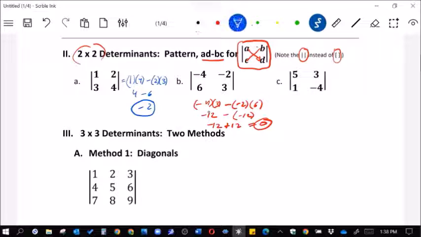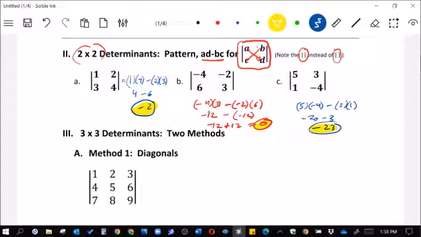And now the last one, 5 times negative 4 minus 3 times 1. So that's negative 20 minus 3. And so that gives us a negative 23. So those are some examples.